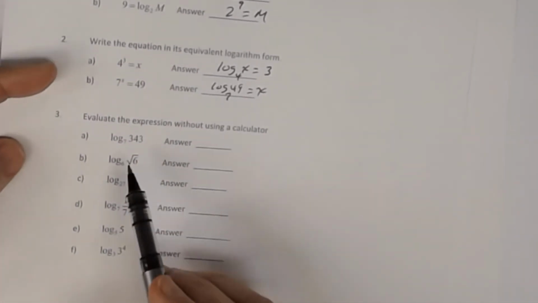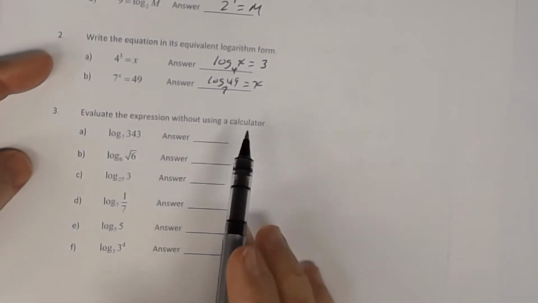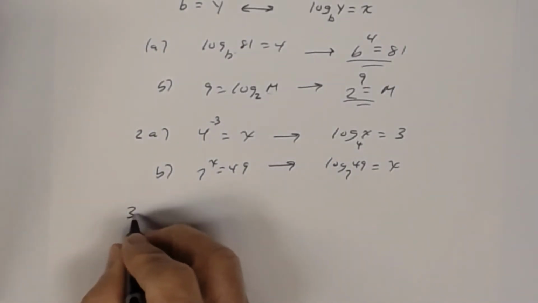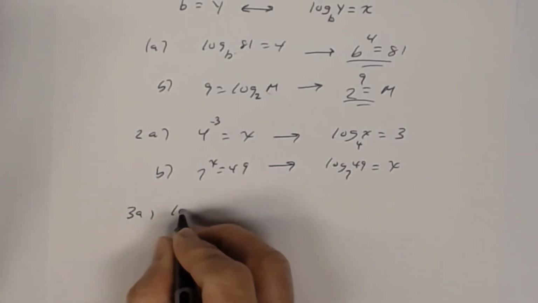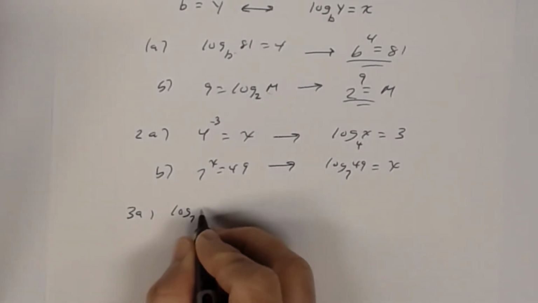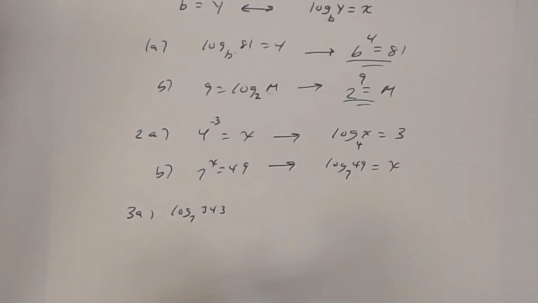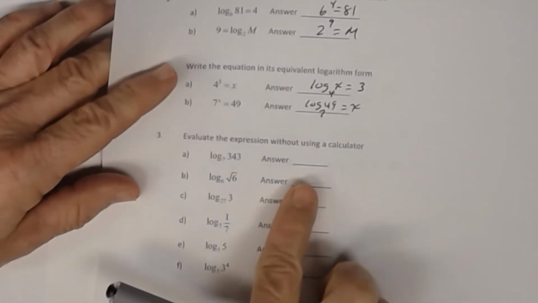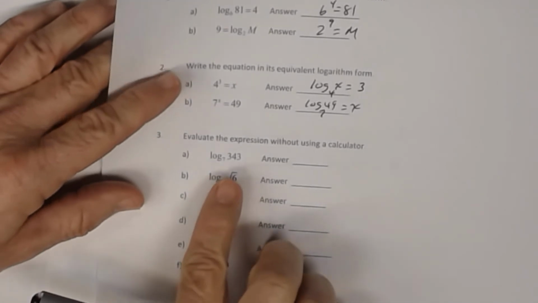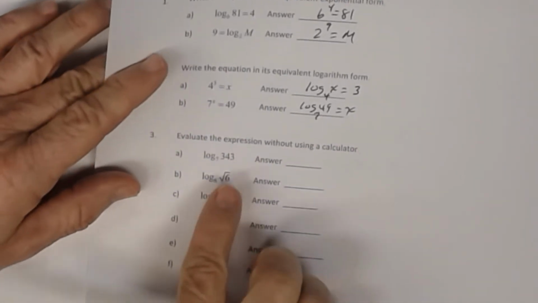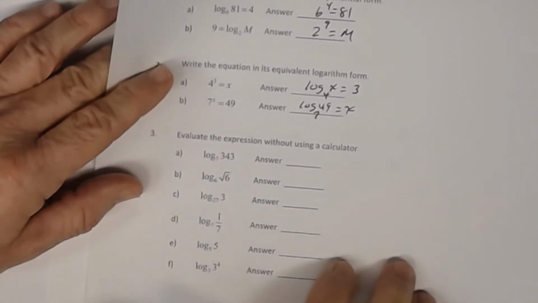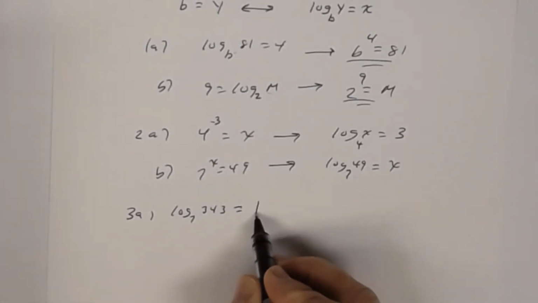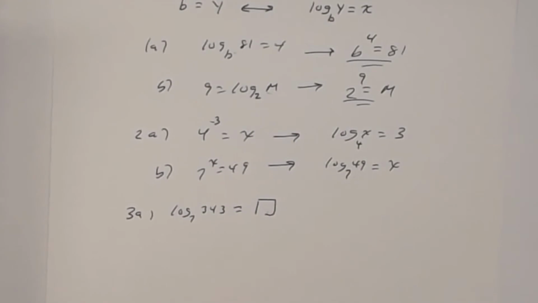Now in number 3, you want to evaluate each expression without using a calculator. Let's look at 3a: the log base 7 of 343. All of these are log expressions, and you want to find out what each is equal to. So what you may want to do is convert each of these to exponential form. Since I'm trying to figure out what that is, I'm just going to put a little box there.